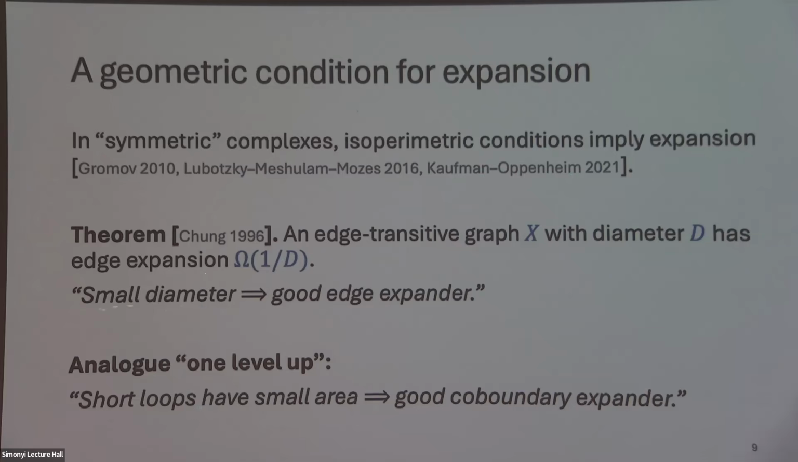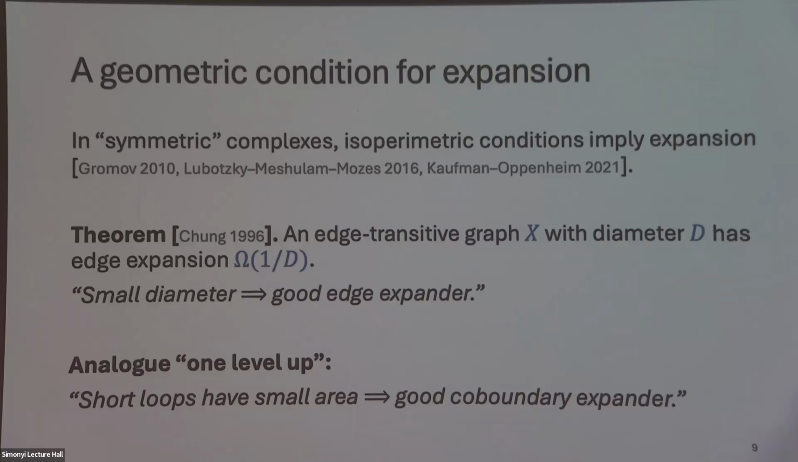You can think of this in an even more analogous way. It's like saying every pair of vertices can be filled in, the gap between them can be filled in by a short path. This is like every short loop can be filled in by a set of triangles that has a small area.